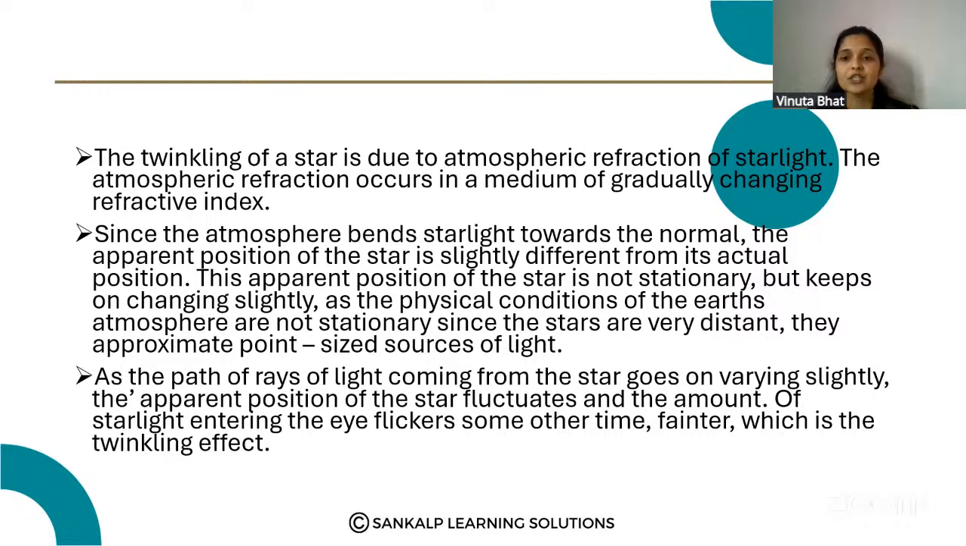As the physical conditions of the earth's atmosphere are not stationary, and since the stars are very distant, they approximate point-sized sources of light. As the path of rays of light coming from the star goes on varying slightly, the apparent position of the star fluctuates and the amount of starlight entering the eye flickers, sometimes brighter and some other time fainter, which is the twinkling effect. So that is the reason why stars twinkle. So what actually happens there? What is the reason behind the twinkling of the star?